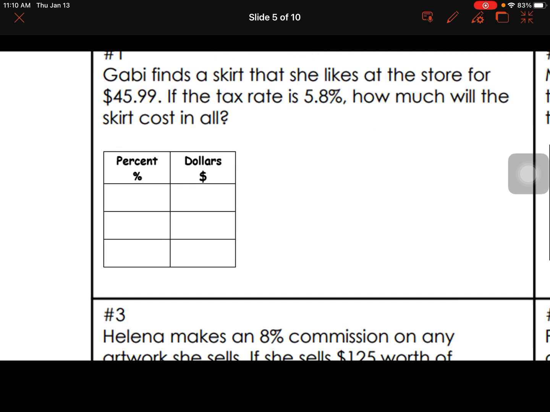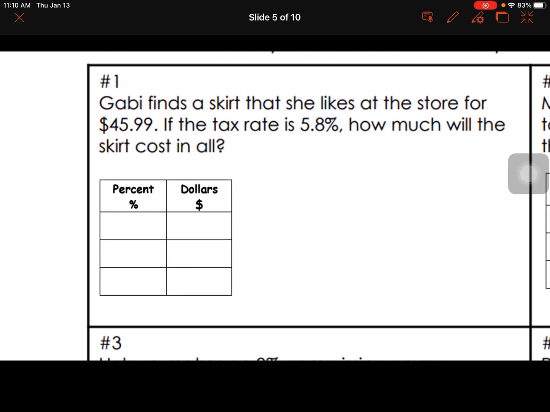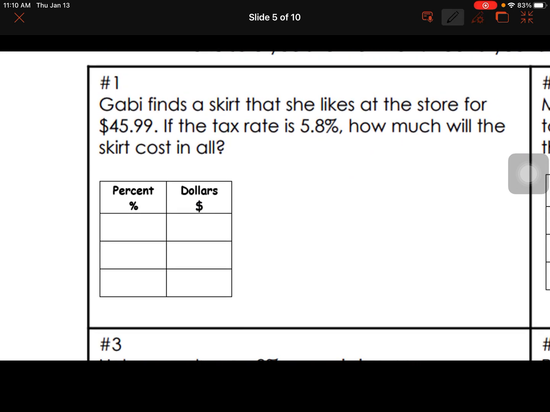And it says, Gabby, so get a calculator out and follow along. And Gabby finds a skirt that she likes at a store for $49.99. The tax rate is 5.8%. How much will the skirt cost in all? So begin with the original here. We're going to have tax here, and we're going to have the total with tax here.